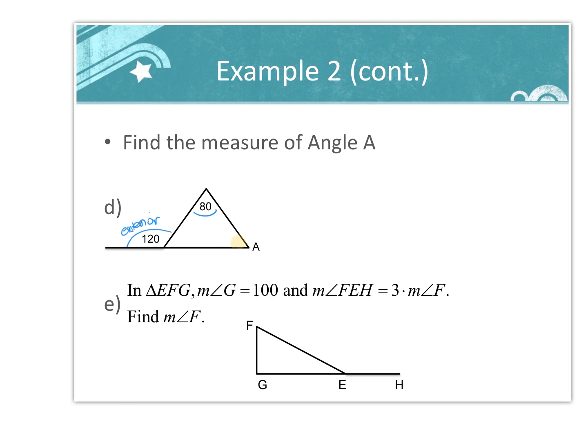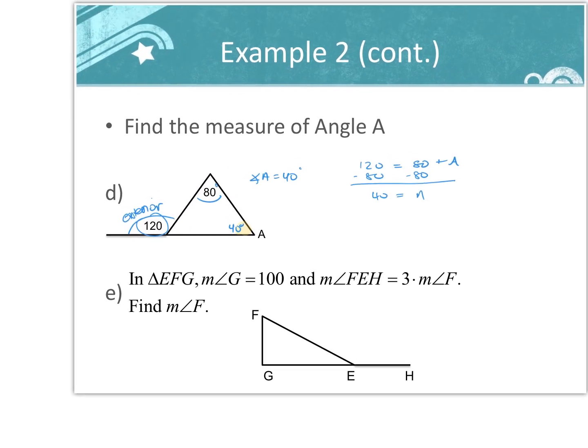Well, remember that the exterior angle is going to equal the sum of the two remote interior angles, the 80 plus angle A, right? Well, the exterior angle is 120 degrees. So if I just subtract 80 from both sides, I know that angle A must be 40 degrees. And again, think about that. 80 plus 40 is 120, which is exactly what the theorem says. So angle A equals 40 degrees.